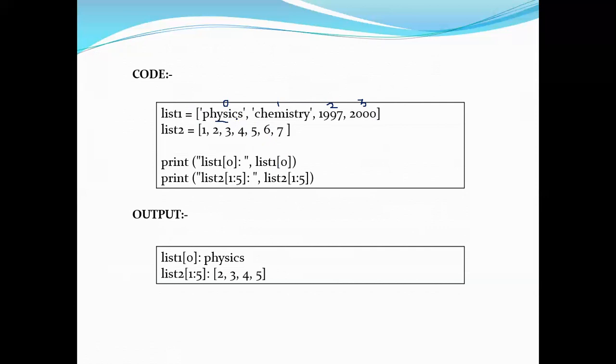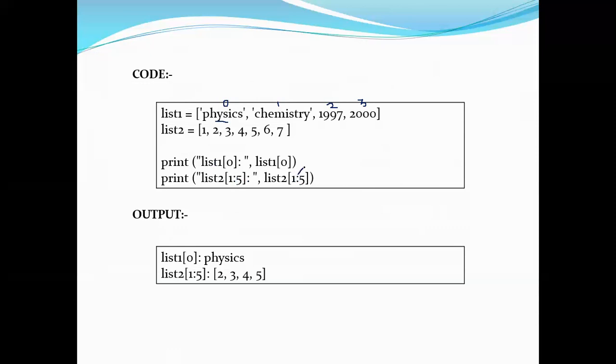They are actually items separated by commas. Here it is actually indexing, right? So list1[0] is physics. If I say list1[3], it is 2000, and so on, right? I am just using the index of each data item and then accessing the particular data item. If I say list2[1:5], right? What is this colon?